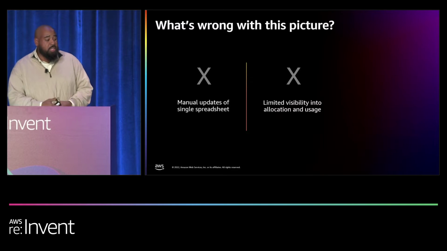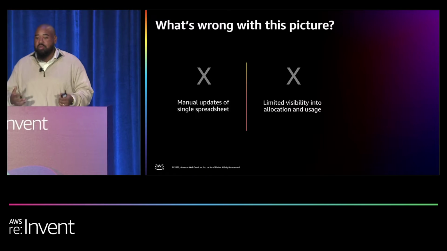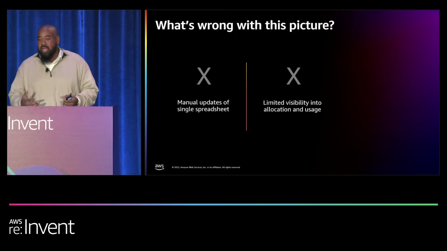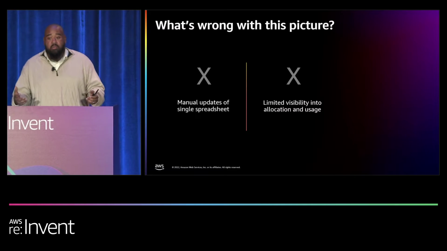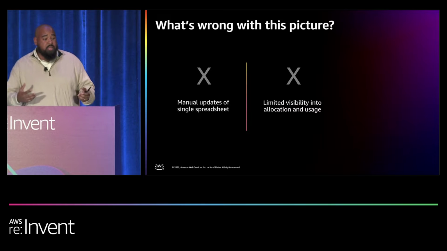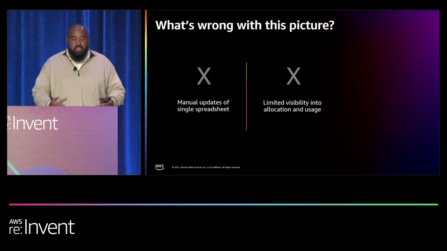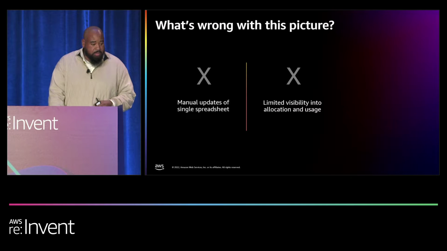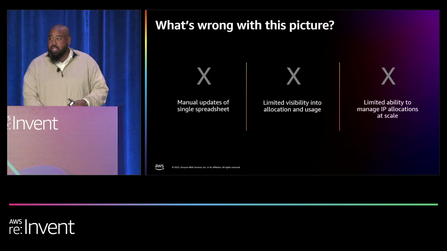The second challenge is you have limited visibility into the allocation and usage of your address blocks as they're being allocated. If you're managing your network, sometimes you may need to do audits, and it's a challenge if you only have spreadsheets maintaining your IP address management. Again, it's hard to scale. It's really hard to scale when you start just using spreadsheets.